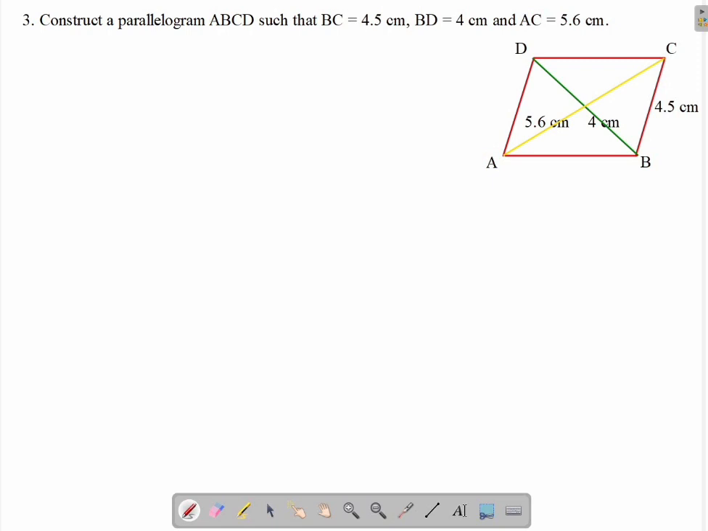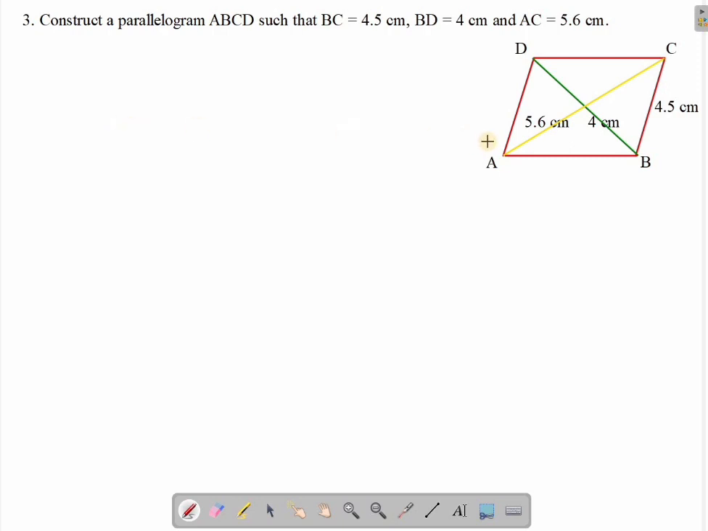So here is your first question. Construct a parallelogram ABCD such that BC is equal to 4.5 centimeter, BD is equal to 4 centimeter and AC is equal to 5.6 centimeter. Now the rough sketch is kept ready here. So here if you observe, you are given two diagonals AC and BD.